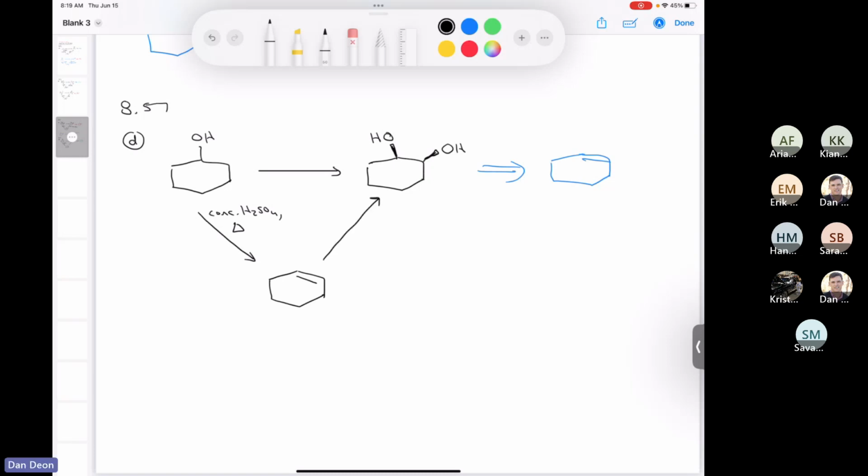Could anybody give me a set of conditions to do the syn dihydroxylation? Even if you just give me a reagent or part of a reagent, that's good enough. I can fill in the blanks.